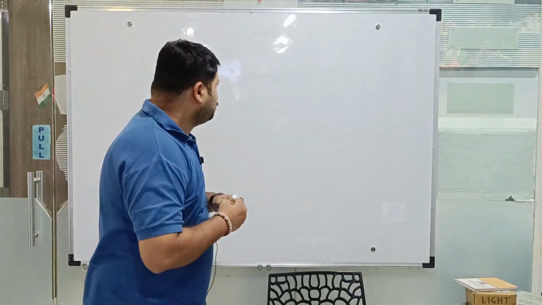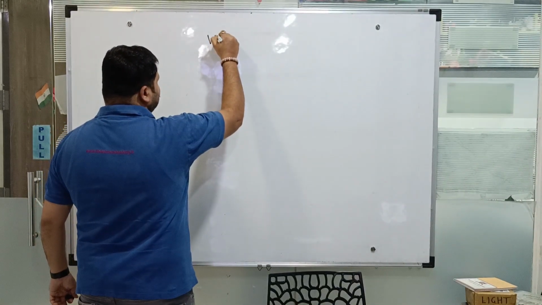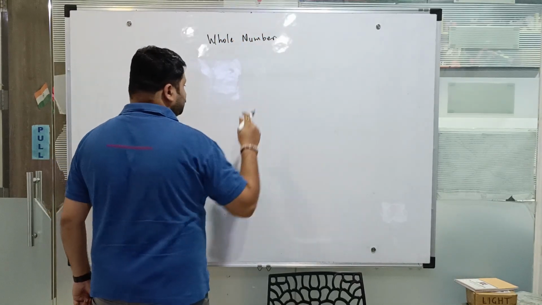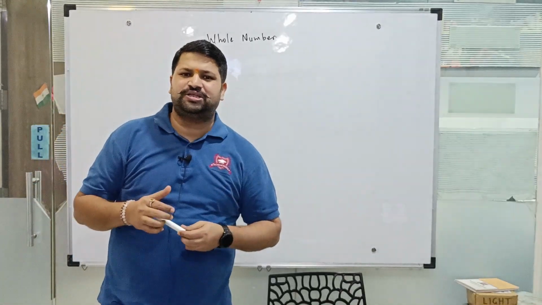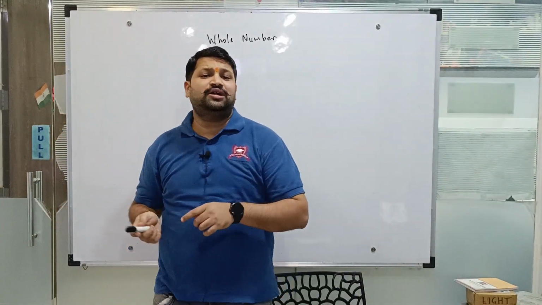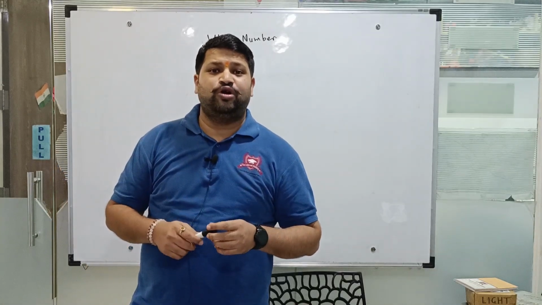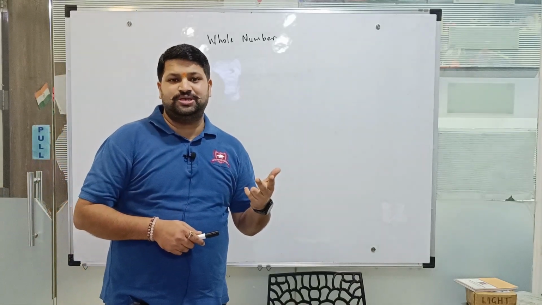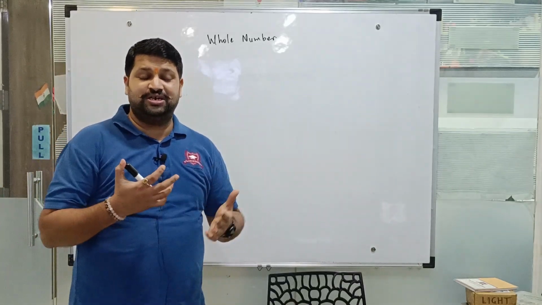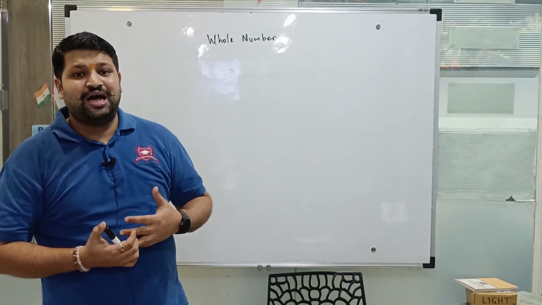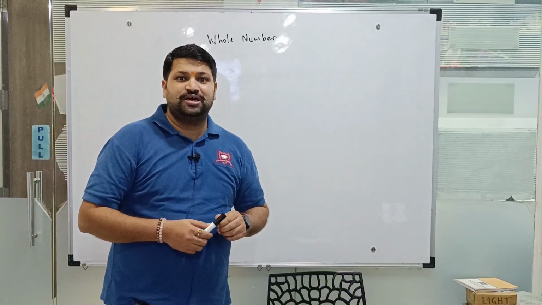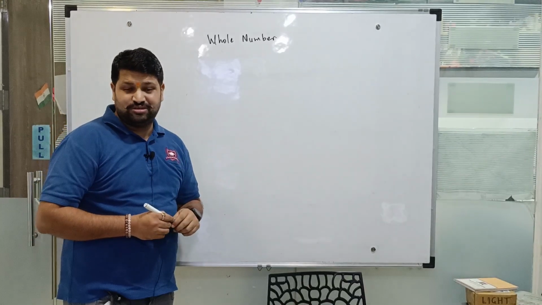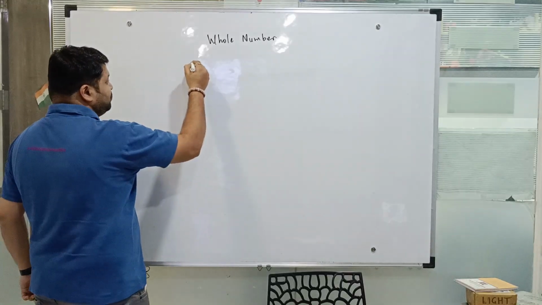Now let's go ahead with the basic operations that we can do with whole numbers. First we will be talking about the 4 operations, that is addition, subtraction, multiplication and division, and whether these 4 operations follow the properties: the closure property, commutative property, associative property, whether the identity exists or not, and inverse of that number. Now let's talk about the first operation, that is addition.